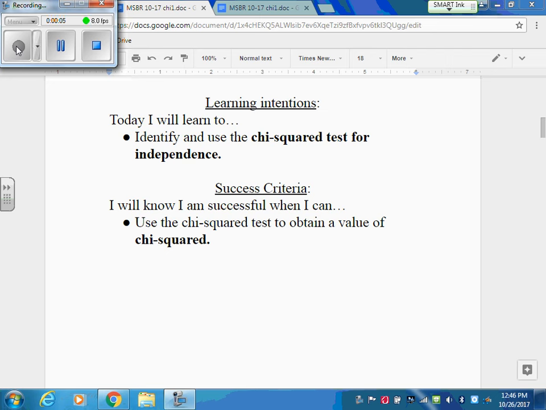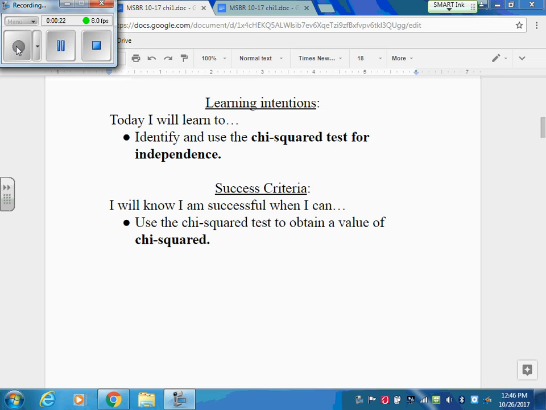Today we'll be continuing discussions about statistics, but specifically we'll be talking about something known as the chi-squared test for independence. The chi-squared test is a test that allows us to determine if two variables essentially are affecting each other or if they are truly independent, having no effect on one another.